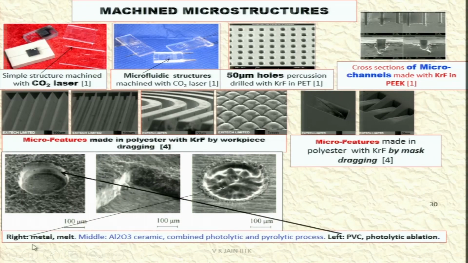Then you can see on the right side metal melt, this one is melt material, and in the middle here is the feature created. This is another one, on the left side PVT photolytic ablation. So what I am trying to tell here is that for different types of material you can make use of laser beam machining and laser beam micromachining.